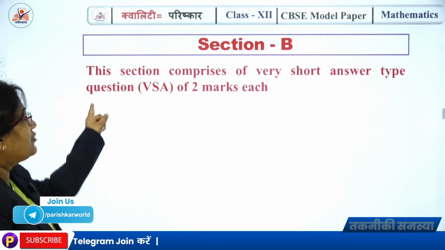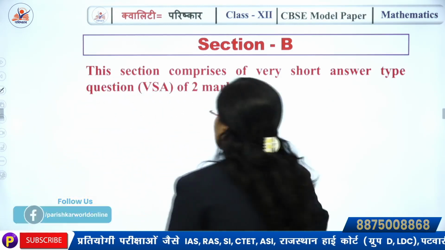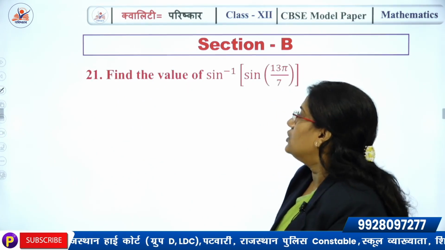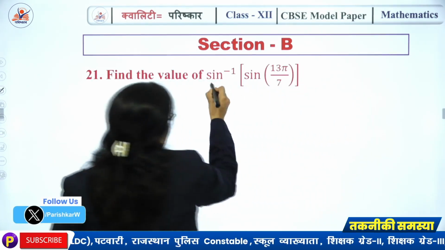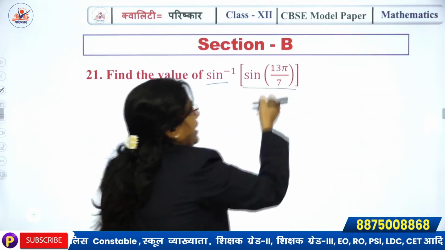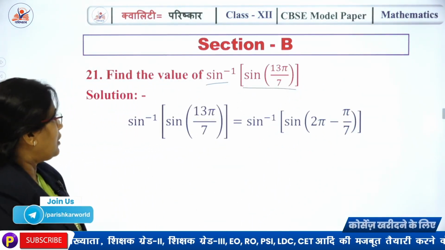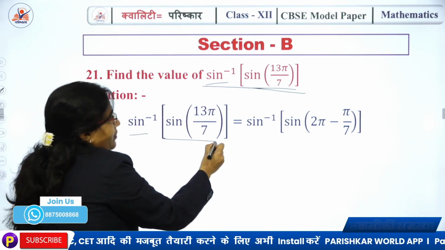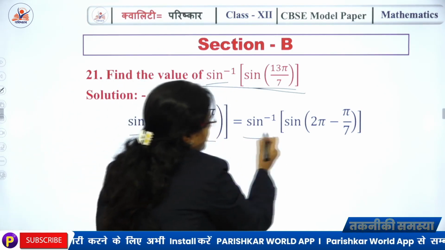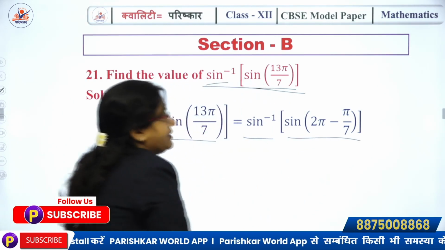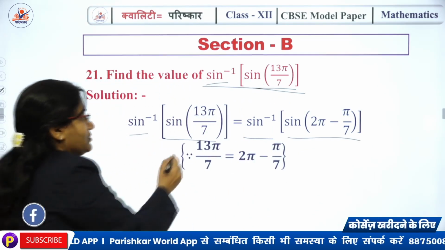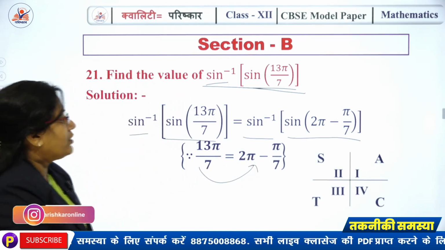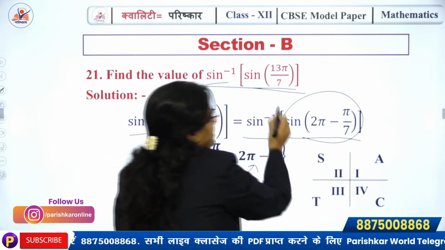Section B. This section comprises very short answer type questions of 2 marks each. Let's come to the first question of section B, that is question number 21. Find the value of sine inverse sine 13 pi by 7. Let's see the solution. We can write this as sine inverse sine 2 pi minus pi by 7, because 13 pi by 7 can be written as 2 pi minus pi by 7. Student, what is the value of sine 2 pi minus pi by 7?